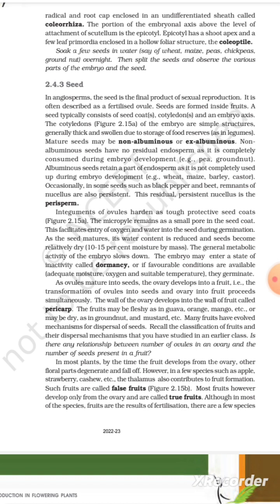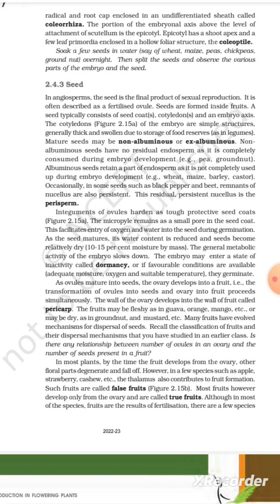Examples are pea and groundnut. Albuminous seeds retain a part of the endosperm as it is not completely used up during embryo development. Examples are wheat, maize, barley, castor. Occasionally in some seeds such as black pepper and beet, remnants of the nucellus are also persistent. This residual persistent nucellus is the perisperm.